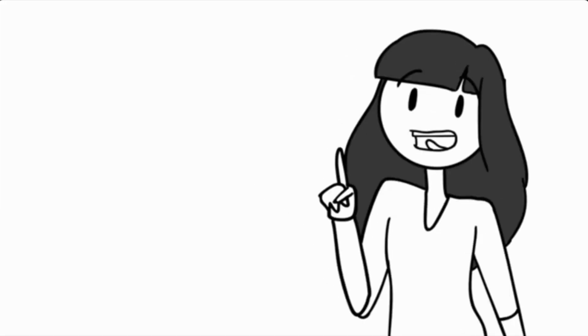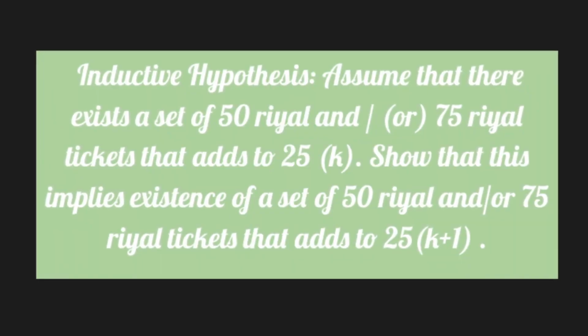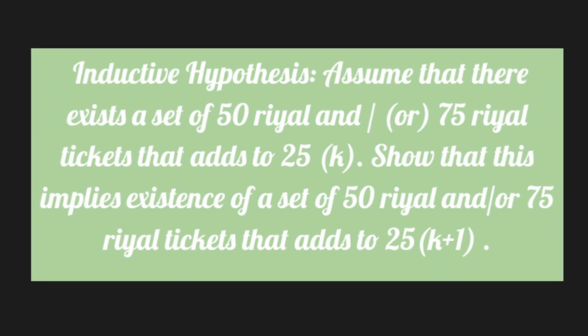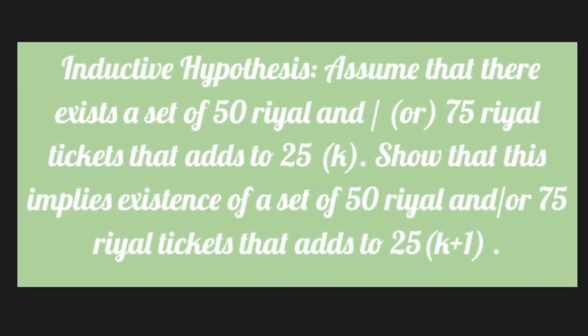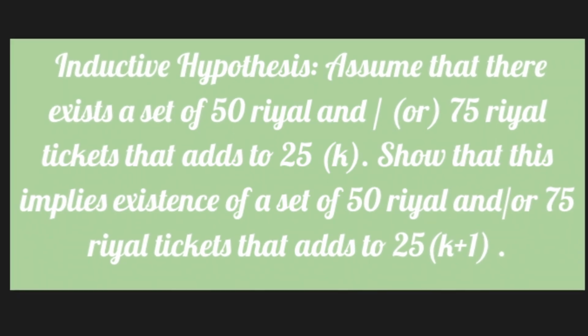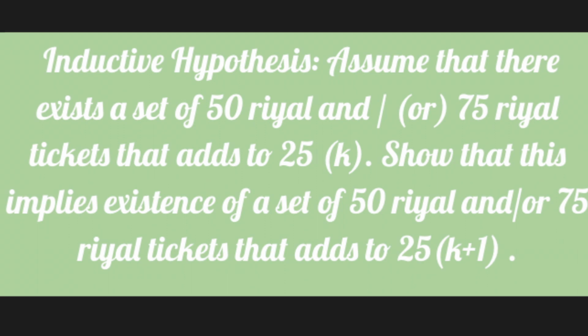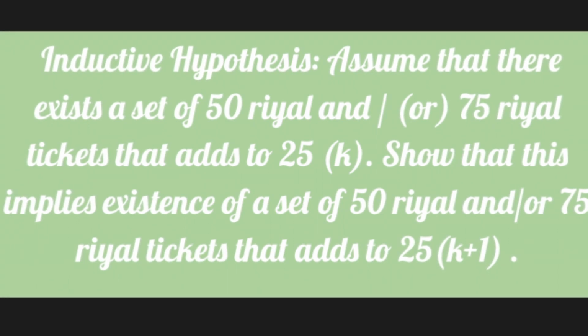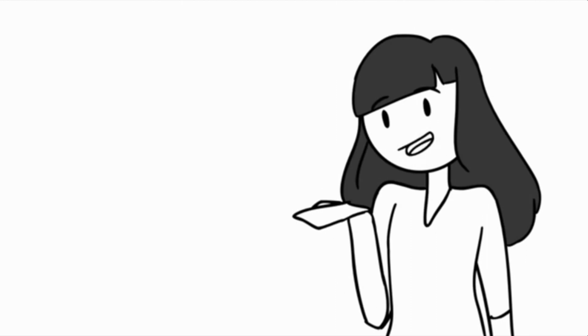Assume that there exists a set of 50 real and or 75 real tickets that adds to 25 reals times k. Show that this implies existence of a set of 50 real and or 75 real tickets that adds to 25 reals times k plus 1. The fourth step would be inductive step. Now we have 2 cases here.